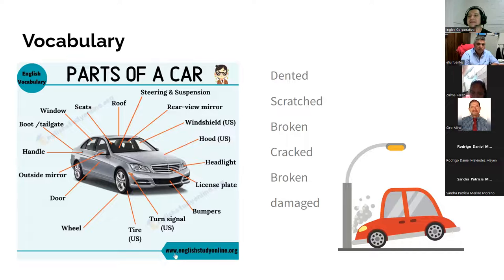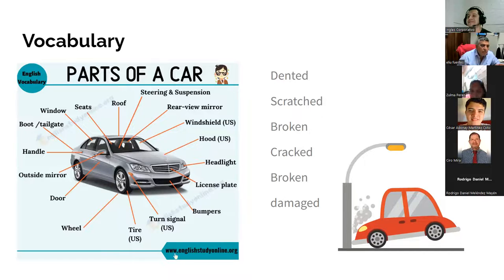And how do you say, who investigated la llanta de repuesto? How do you say that? A spare wheel. Spare wheel, very good. You have a spare wheel? Yes, I have a spare wheel because it's damaged. What else did you investigate?